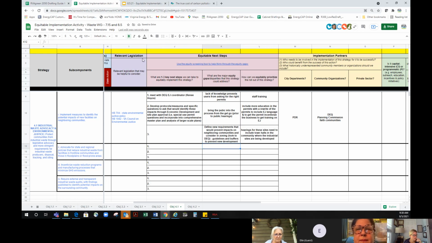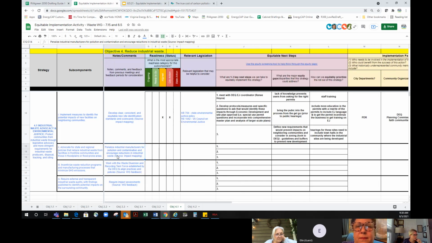Okay. So if you can think of any other partners or funding and financing for that, let me know. Otherwise, we'll jump to the second one. Advocate for state and regional policies that reduce industrial waste from facilities in frontline communities and those in floodplains or flood-prone areas. So in terms of readiness, advocate for policies that reduce industrial waste from facilities in frontline communities.